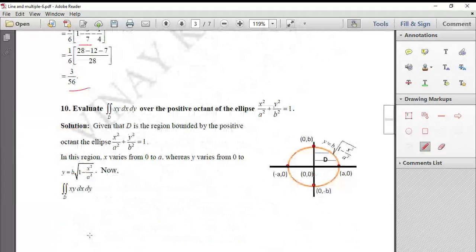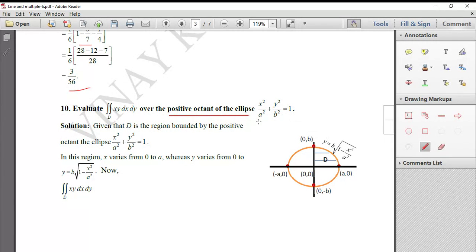Now let us see one more problem. Evaluate the double integral of xy dx dy over the positive octant of the ellipse x square by a square plus y square by b square equal to 1. Right? Now here you have to consider only the positive quadrant, the first quadrant. Okay.